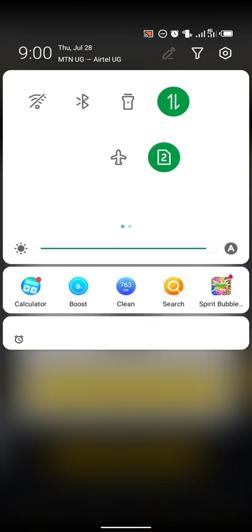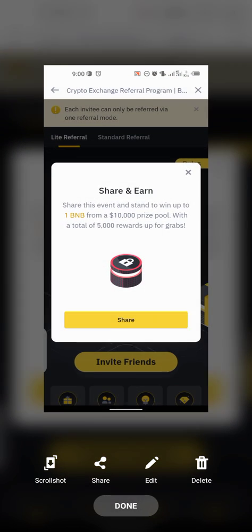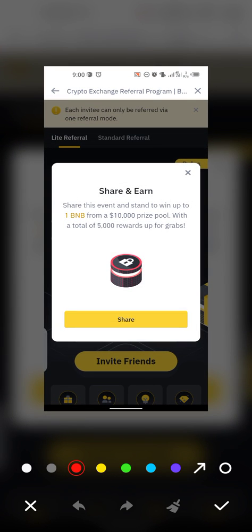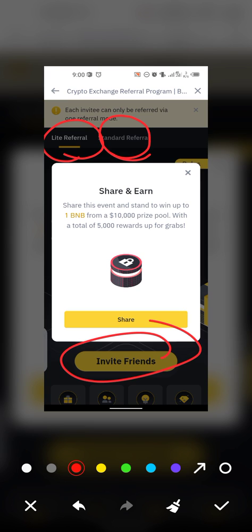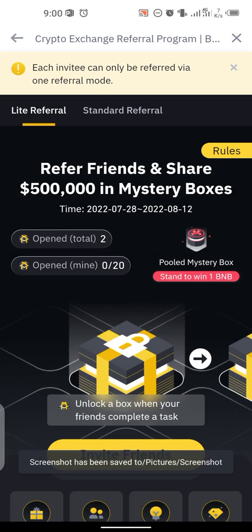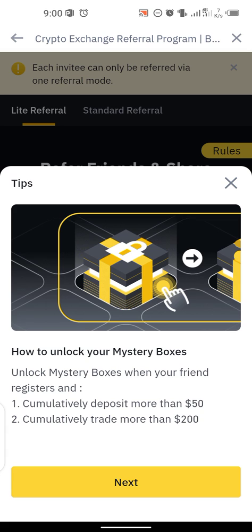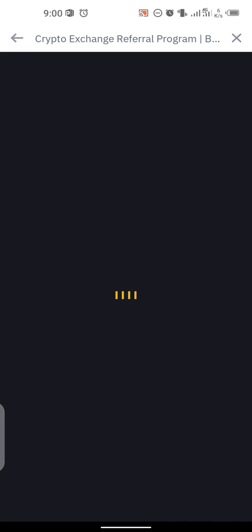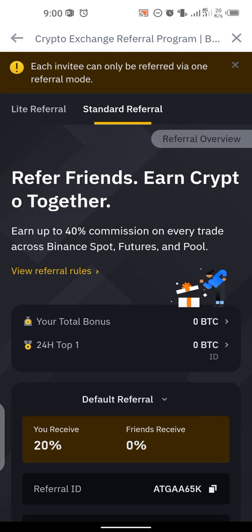But usually I love long-term business more than short-term gains, because most people focus on short-term gains. You can see that there is a light referral and there is standard referral, and here there is invite a friend. So don't go into the light referral. If you want sustainable profits, come here on standard referral. So I will cancel this, and then we shall go on standard referral. That's where we put our focus.